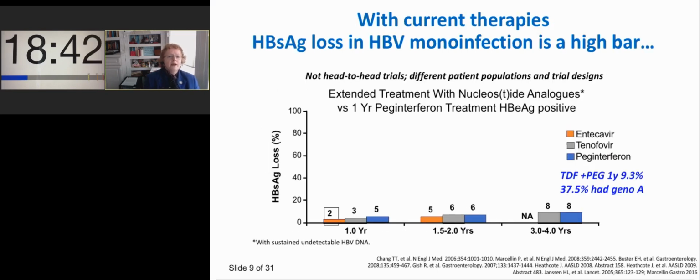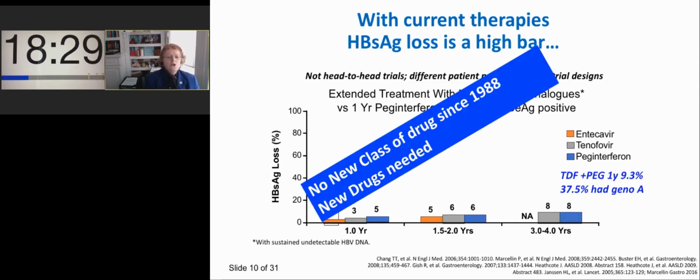In monoinfection, current therapies are really terrible at inducing loss of surface antigen, under 10%. There has been no new class of Hep B drug since 1988 to 1990, which will come as a shock to you guys who heard all about these new drugs yesterday for HIV. So we need new drugs, and I'll talk a little bit about that in the breakout.